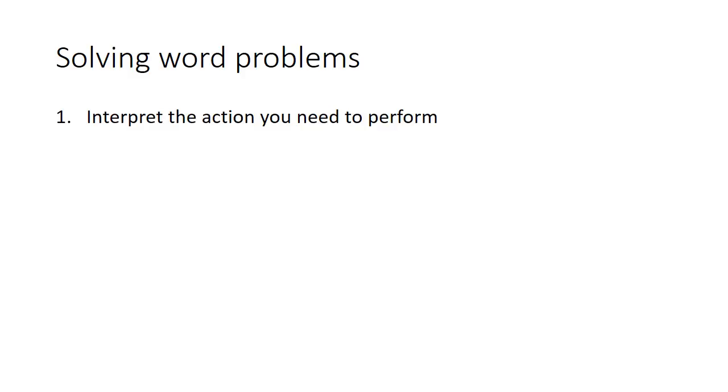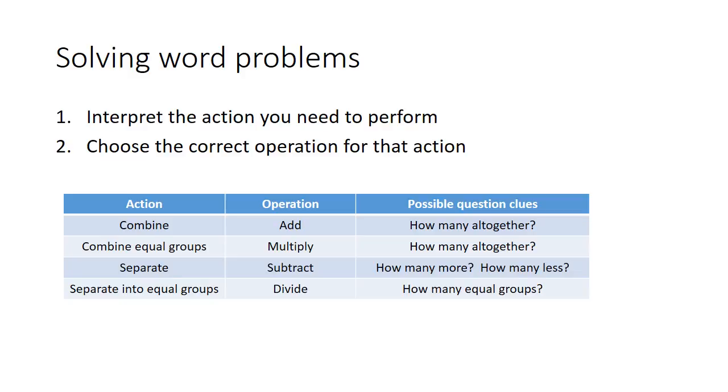Anytime you're solving word problems, the first thing you do is interpret the action that you need to perform, and then you're going to choose the correct operation for that action. So you need to interpret what the words say and then choose the operation, operations being addition, subtraction, multiplication, or division. Anytime you have how many all together, you need to decide, are you supposed to be adding or multiplying? If you're combining equal groups, it's better to multiply.